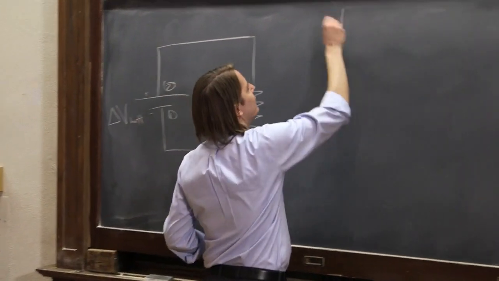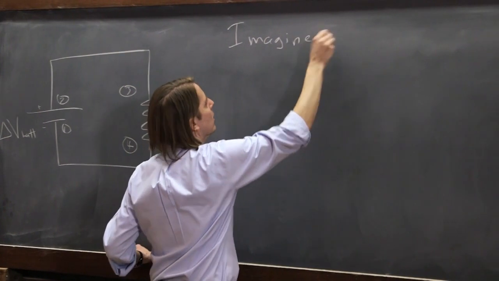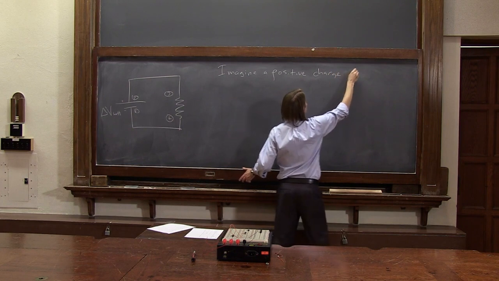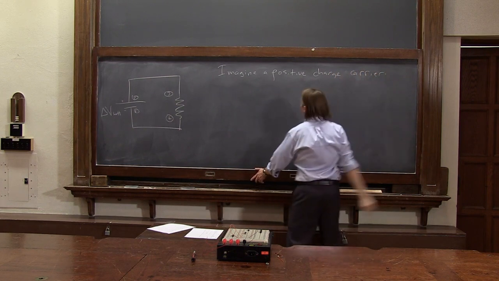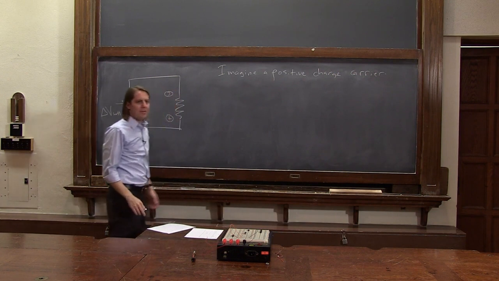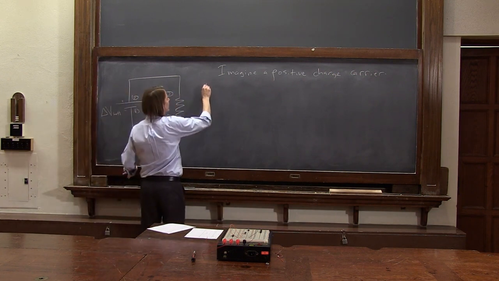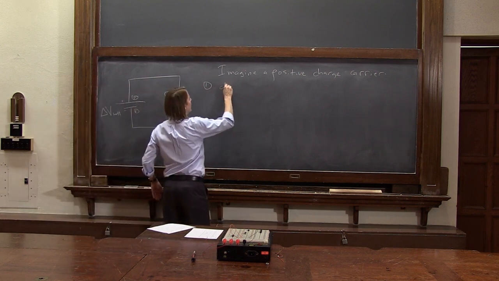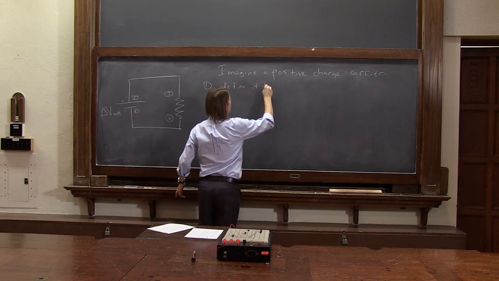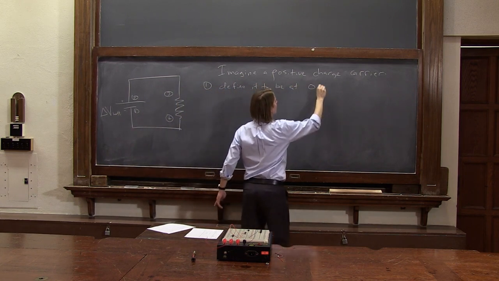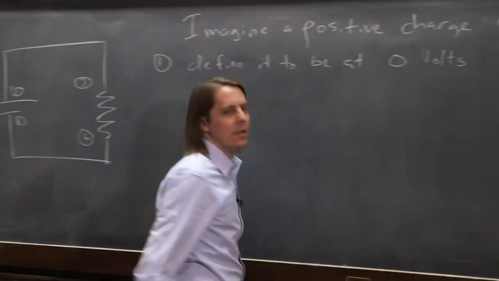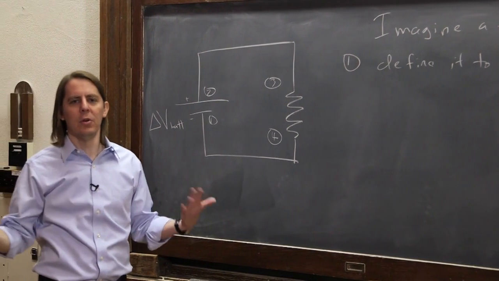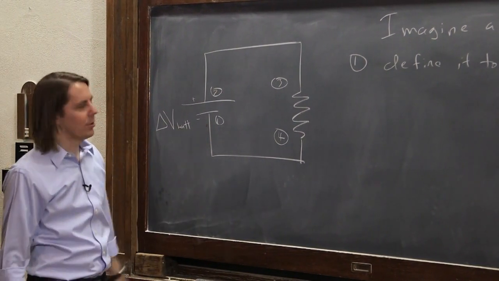So let's imagine a positive charge carrier. And what happens to it in its life in this circuit? Let's start at 1. It's just sitting at 1, minding its own business. It's just sitting there. We define it to be at 0 volts. Just like when we were doing potential calculations, we said we'll call infinity 0 volts. You always get to call somewhere 0 volts. So we are going to say right there, we're going to call that 0 volts.